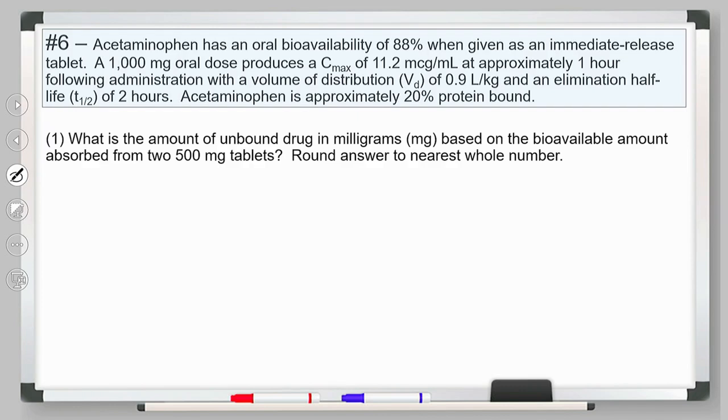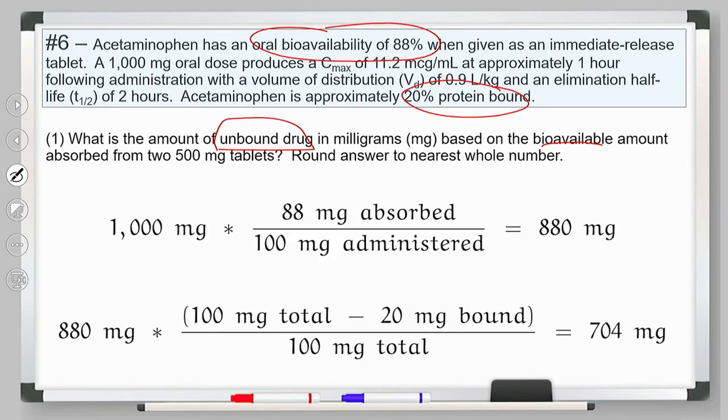So here's again for acetaminophen, and I'll just read the question. What is the amount of unbound drug in the blood, based on the bioavailability and the protein binding? So these are the two things we need for this question, to know how much of this acetaminophen gets into the blood. We're going to start with 2 500 milligram tablets. 2 times 500 is 1,000. And if its bioavailability is 88%, that means 88 milligrams will be absorbed for every 100 milligrams administered. So that's how much gets into the blood.